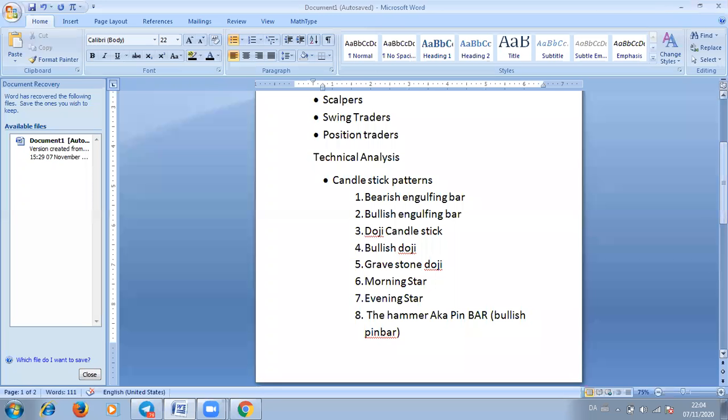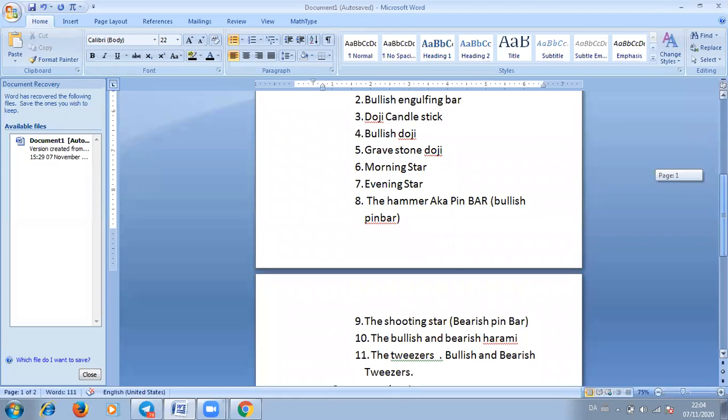There's a lot for us to talk about. We have talked about the morning and evening star. So let us talk about the pin bar. This pin bar, you can call it.